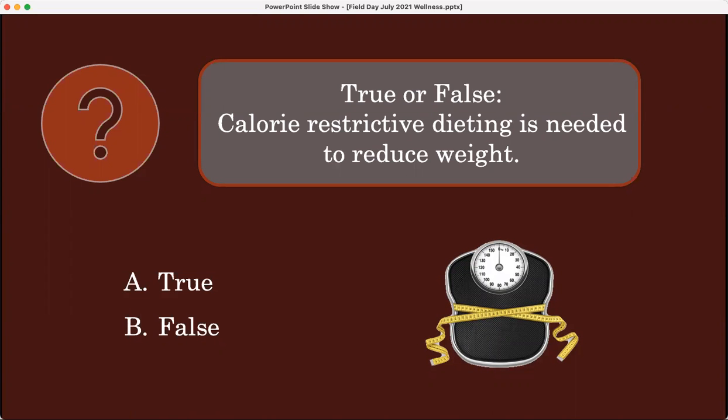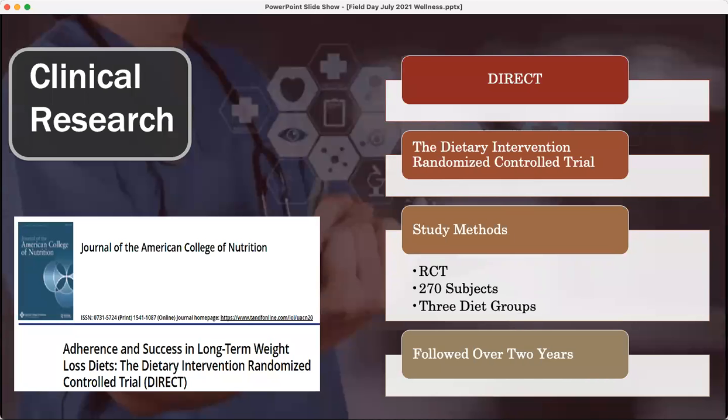So true or false, do you believe that calorically restricting food is needed to reduce weight? True or false? And the answer is false. There is a study called the DIRECT, it's an acronym for the Dietary Intervention Randomized Controlled Trial, that studied 270 subjects over 3 different diet groups, and they followed them for more than 2 years, actually.